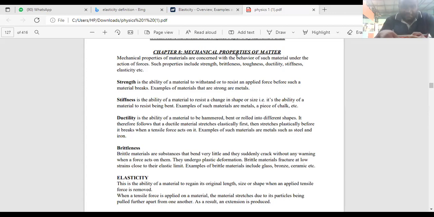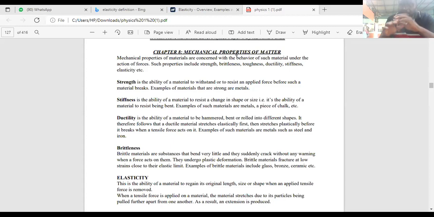Then we have another definition there, which is elasticity. This is the ability of a material to regain its original length, size, or shape when the applied force has been removed. This rubber band has its original shape. When I pull it, it extends. When I release it, it goes back to its original shape and size. So it is experiencing elasticity. Why?